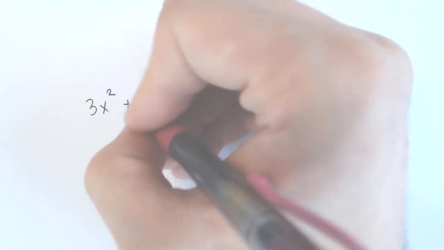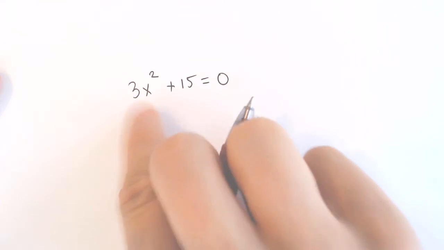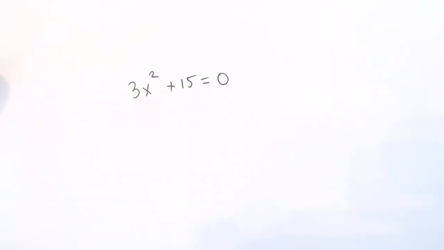Today we got a quick one, solving by taking square roots. So let's say we have something like 3x squared plus 15 is equal to 0. Solving a quadratic equation can involve factoring, completing the square, or the quadratic formula.